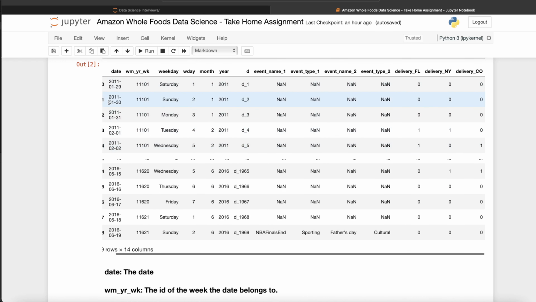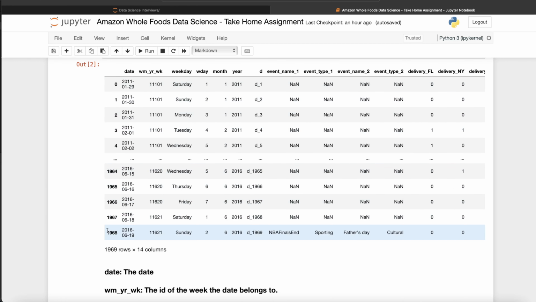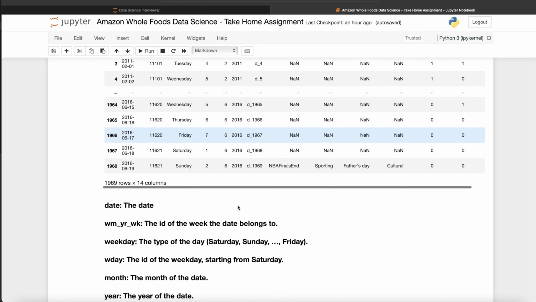Month obviously comes from the date part, and year again comes from the date part. The column D is how many data points you have, from index 0 to 1968, starting from D1 and going up to D1969. So these are 1969 different dates. Now comes event name and event type one, two. What do these mean?